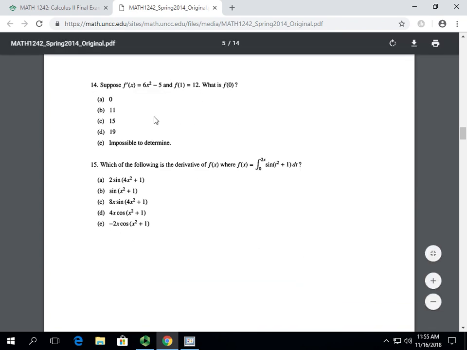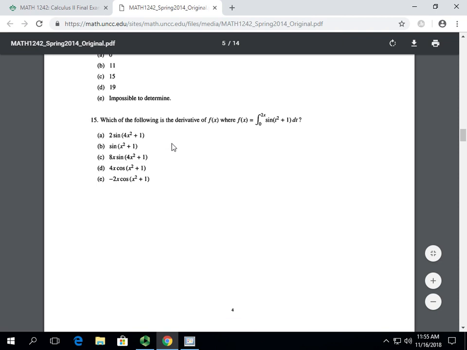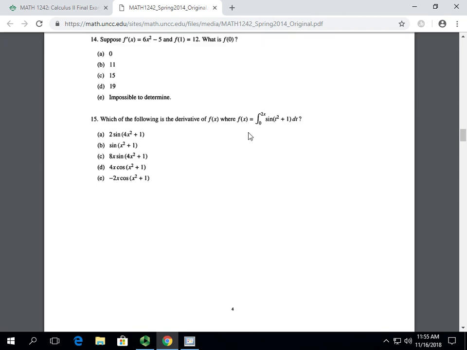Let's see. This one is basically you've got to integrate the derivative to get the original function back again. This is the fundamental theorem of calculus: take the derivative of the integral, chapter 5.4. The answer is going to be sine of (2t) squared plus 1, chain rule, times the derivative of the inside, which is 2. And you've got to figure out which one it's going to be.